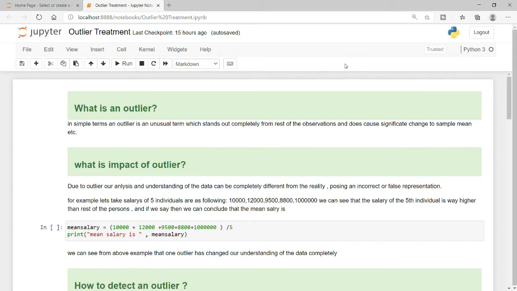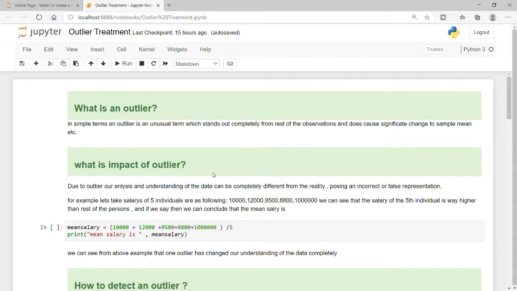Without going into any fancy terms, just keep this simple thing in mind: any observation that stands out from the rest of the sample is an outlier. Any single observation which seems completely different from the rest of the observations, you can term as an outlier. It can be on the lower side, a very low value, and it can be a very high value as well. So basically it is just very different from the rest of your data.